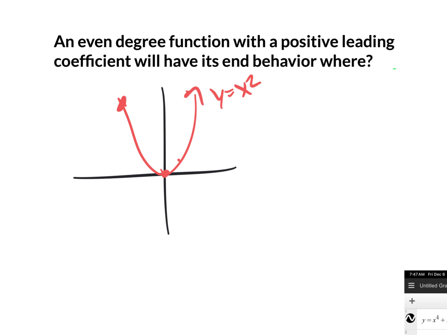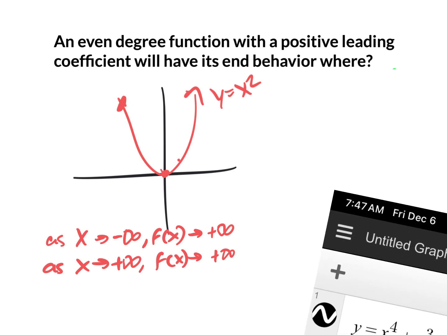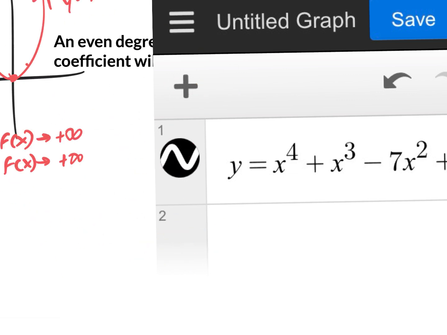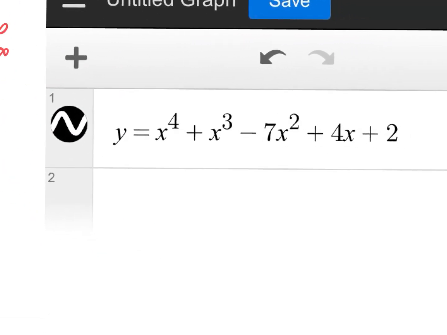How would we describe that? You would say as x approaches negative infinity, f of x approaches positive infinity. And also as x approaches positive infinity, f of x approaches positive infinity, right? Now, any even degree function with a positive leading coefficient will have its end behavior up here and up here, okay? So what I did is I typed in that even degree function right there, y equals x to the fourth, and I added a bunch of junk.